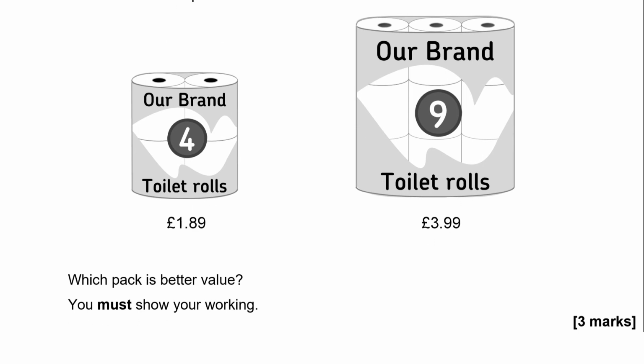Either we work out the cost of one toilet roll for each, or we find a common multiple that gives you the same number for each. I think in this case it's probably just easier to divide by the number of toilet rolls because we've got a calculator. So if I take £1.89 and divide it by 4, and I take £3.99 and divide it by 9, I'll get a cost of one toilet roll then, won't I? So £1.89 divided by 4 gives me a per toilet roll cost of 0.4725.